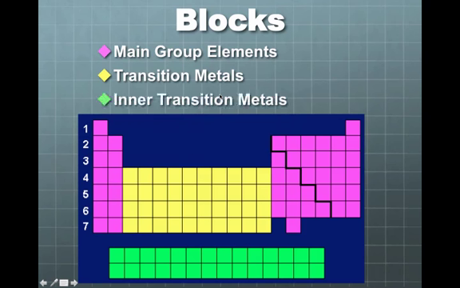The green color are what we consider the inner transition metals, or that would be our F block. The yellow would be our D block. The green would be our F block. S, D, P, F block, and you'll label that in a little bit later.